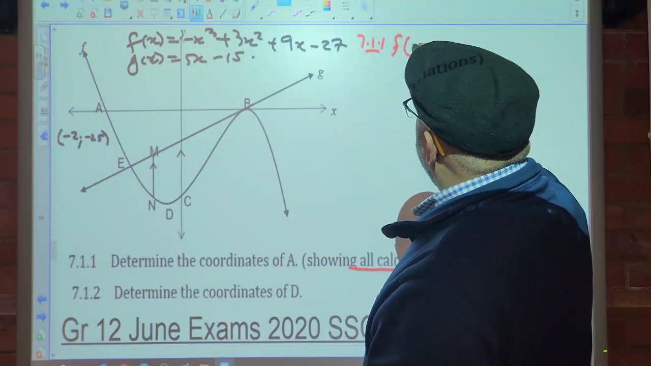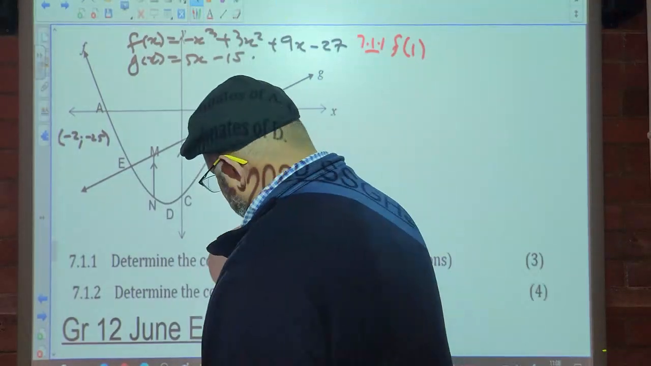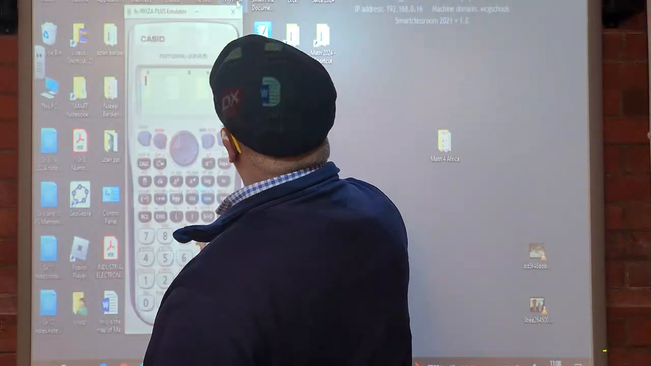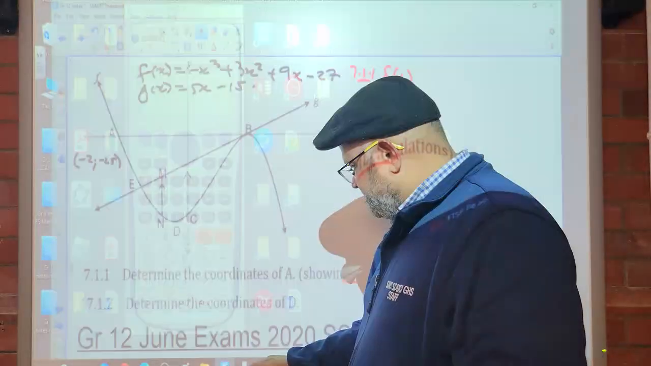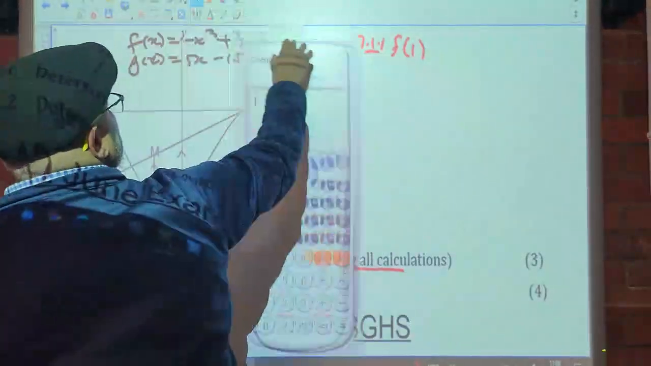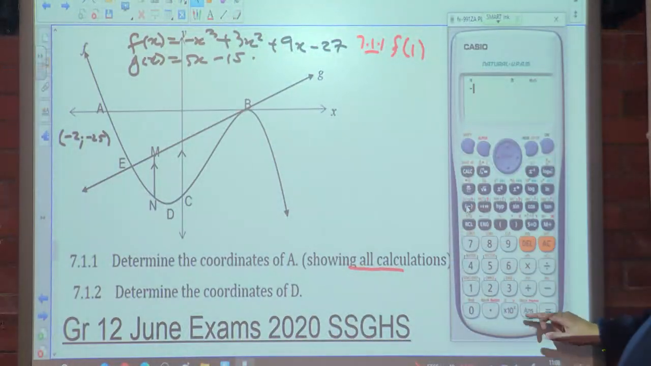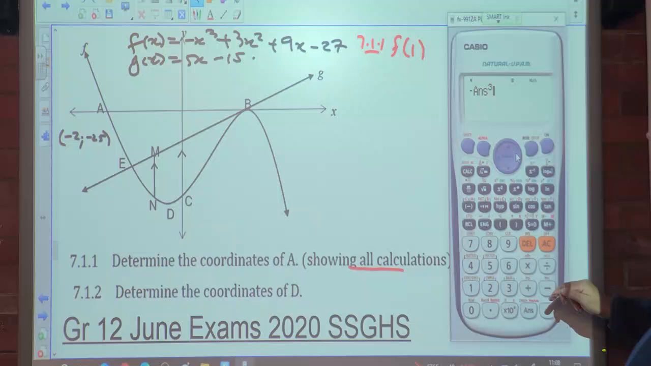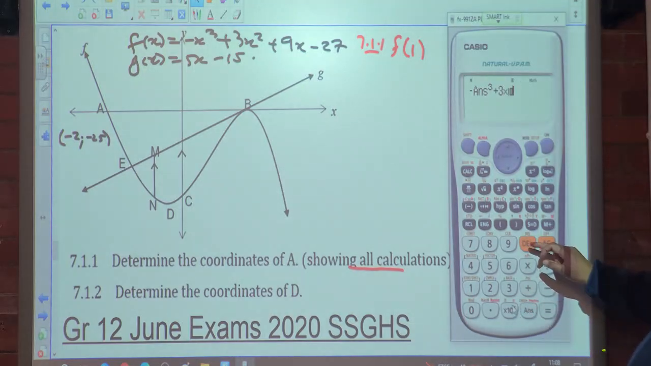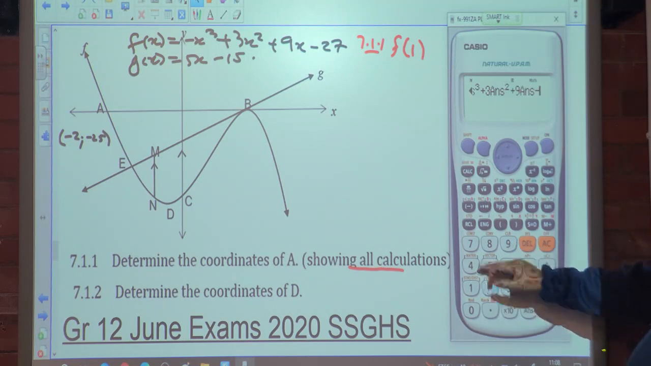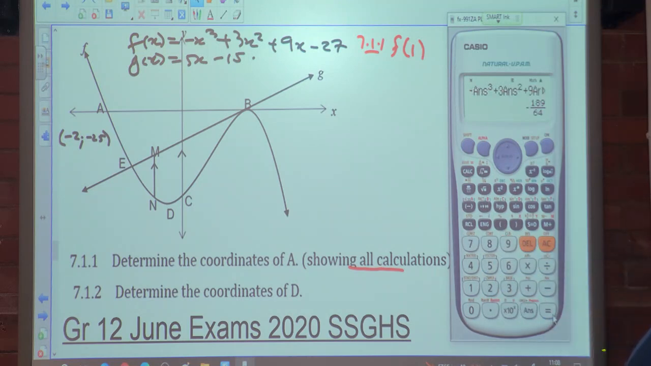So you go f of 1. Let's try 1 first. Let's get the calculator. So f of 1: if I see an x, I put the answer. So it's negative answer cubed, plus 3 answer squared, plus 9 answer, minus 27. I'm substituting 1 in for the first attempt. I get negative 16.